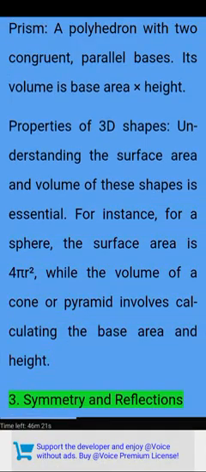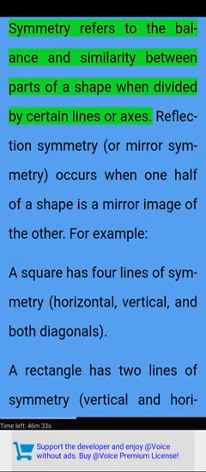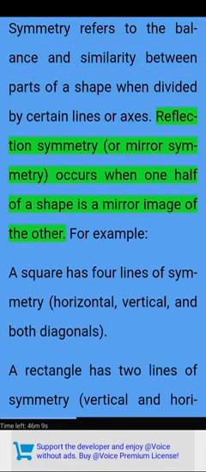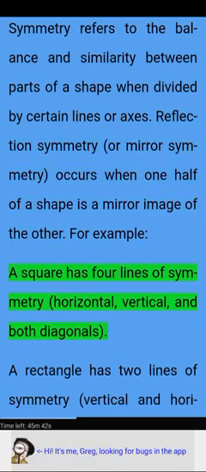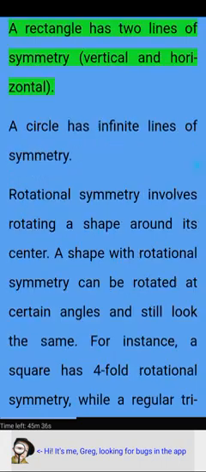3. Symmetry and reflections. Symmetry refers to the balance and similarity between parts of a shape when divided by certain lines or axes. Reflection symmetry or mirror symmetry occurs when 1/2 of a shape is a mirror image of the other. For example, a square has 4 lines of symmetry, horizontal, vertical, and both diagonals. A rectangle has 2 lines of symmetry, vertical and horizontal. A circle has infinite lines of symmetry.